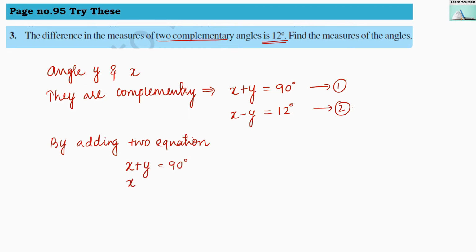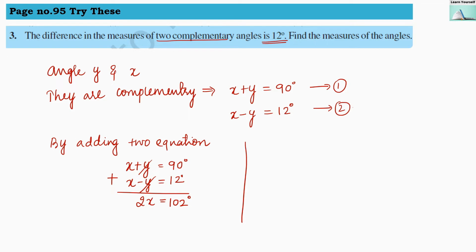And another equation we will write: x minus y equals 12 degree. So let us add them. Then plus y and minus y, we can cancel it out and we will get x plus x equals 2x, and 90 plus 12 is 102. So we have added these two equations and we got another equation that 2x equals 102 degree.